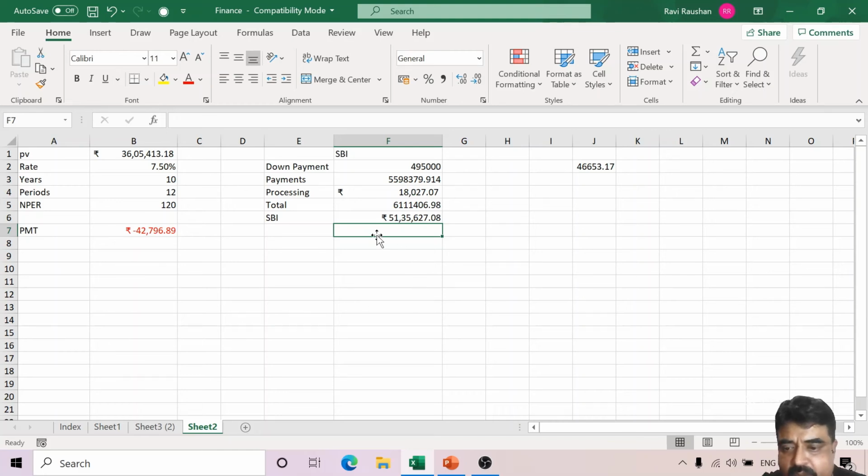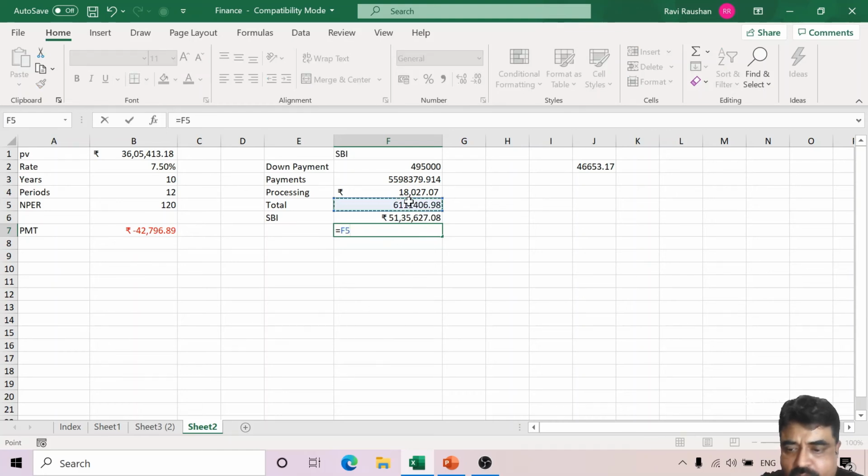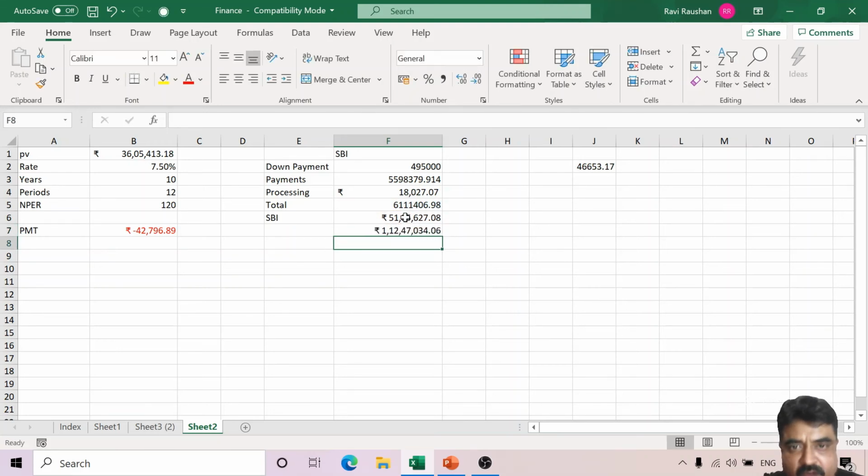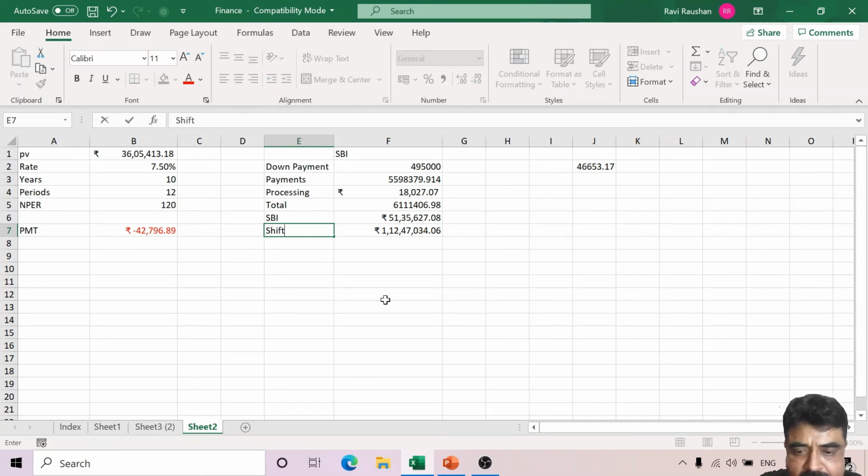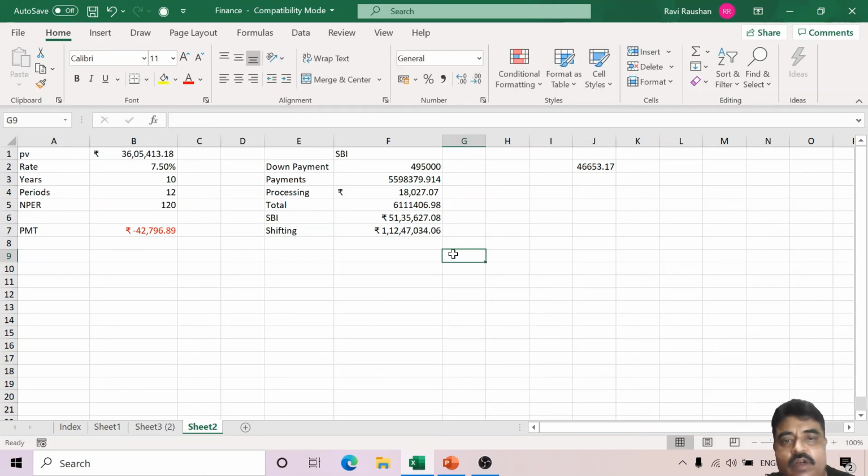So basically the total amount that I have paid to SBI and HDFC after shifting. This is the shifting amount that I have paid. After shifting, this much amount I have paid to HDFC and this much amount I have paid to SBI. So the total amount became this for the loan that I have taken.